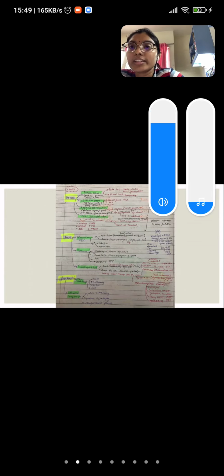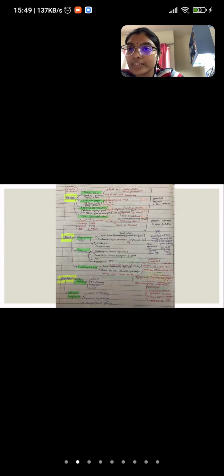Okay, so next would be the renal cause. Renal cause can be divided into glomerular, vascular, and tubulointerstitial. So the glomerular nephritis can be divided into primary and secondary. Primary would be Goodpasture syndrome or anti-neutrophil cytoplasmic antibody or SLE. The secondary causes would be infection or vasculitis.